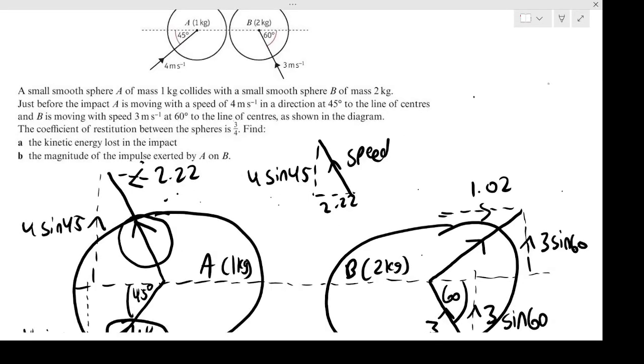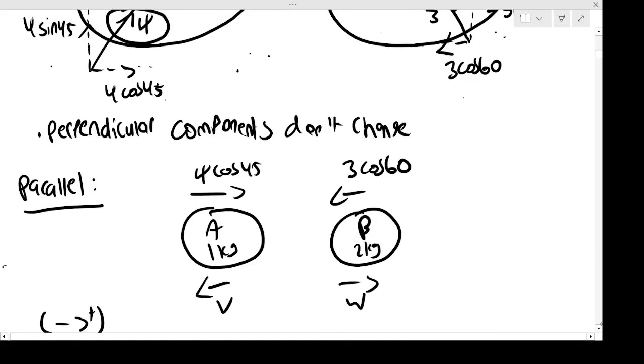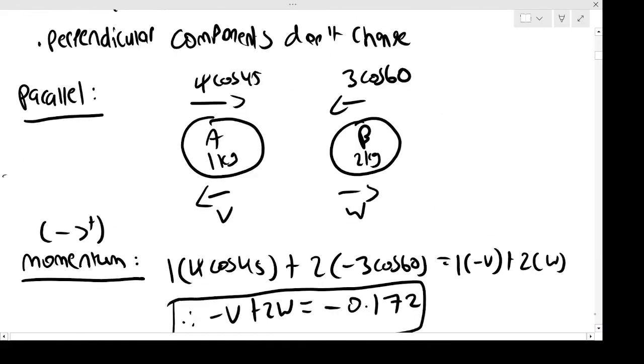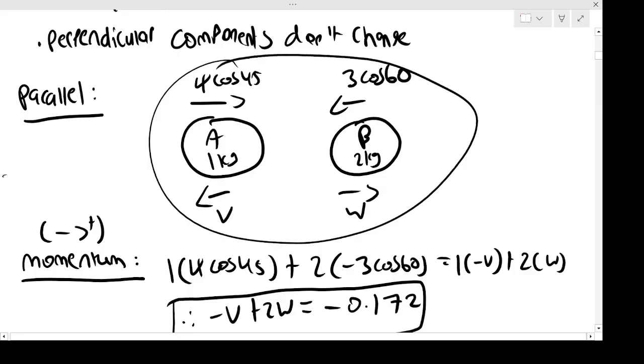Now for part B, it's asking for the magnitude of the impulse exerted by A on B, or in other words, basically the impulse occurring here. Now, as I discussed at the start, impulse also acts parallel. So again, I can consider my 1D diagram, my parallel diagram here. And so again, how do we deal with impulse in one direction?